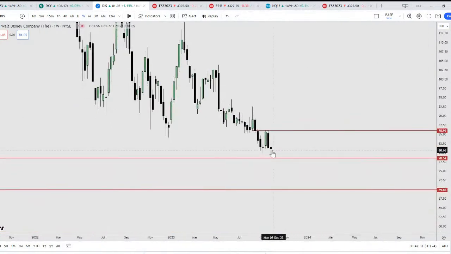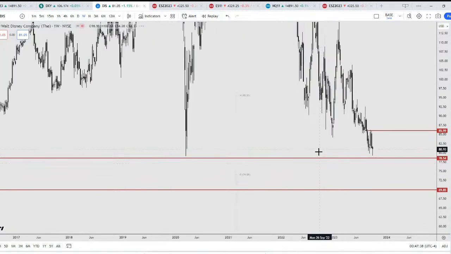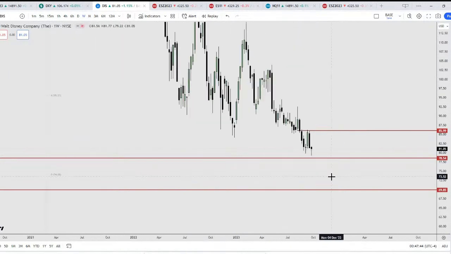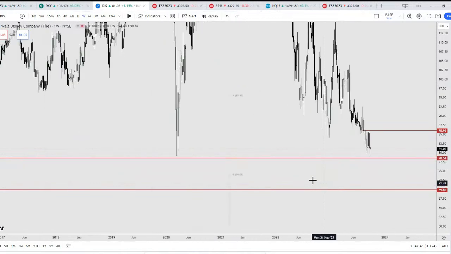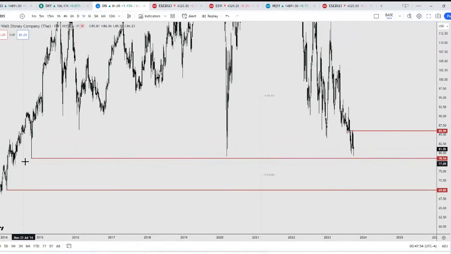And lastly, let's take a look at Disney. Right, so making its way there, but finding some sort of resistance down here. Did it take out the low? No, it did not take out this low, right? So basically engineering more liquidity down here. Okay, you have this low, and you have this low, and then you have this low. So there's a large pool of liquidity down here.